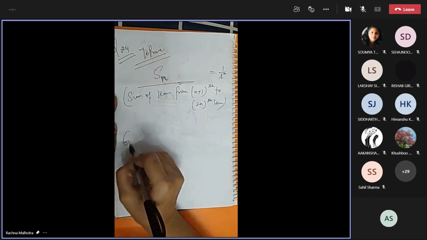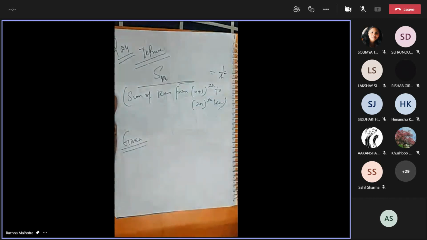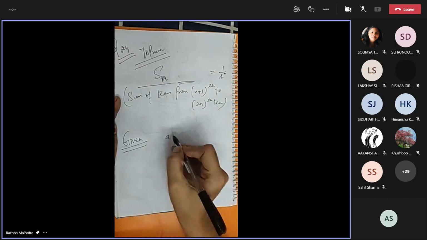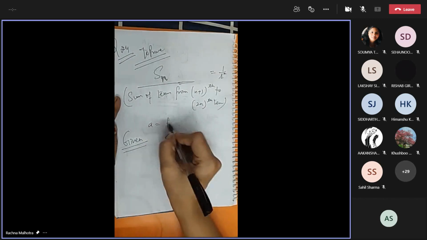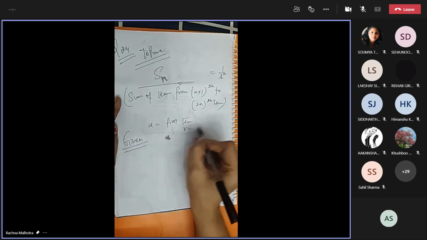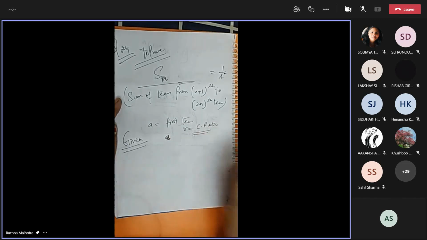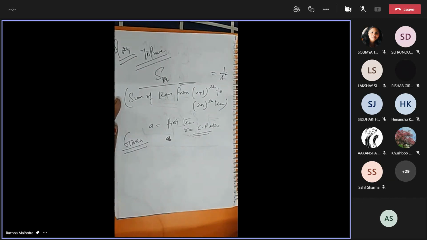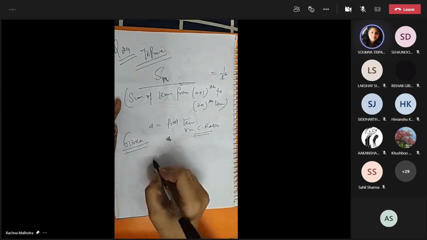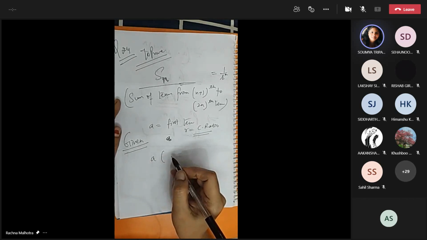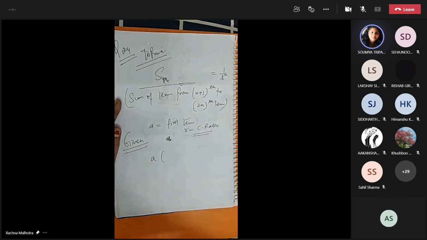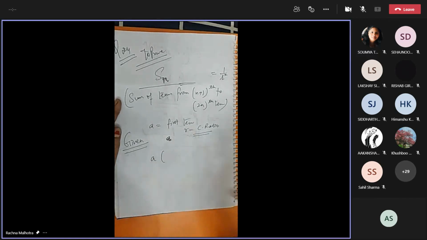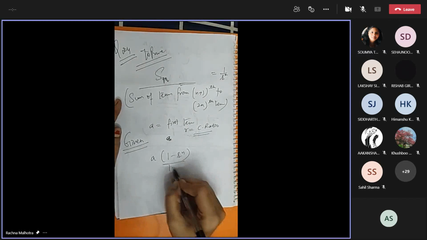So let us start with the given concept. What is Sn? First of all, just mention a be the first term, r be the common ratio. Now we can proceed with the question easily. What is Sn? Please tell me the formula for Sn of GP. It is a times bracket r raised to the power n minus 1 upon 1 minus r. We can use it here. This is the formula for Sn.